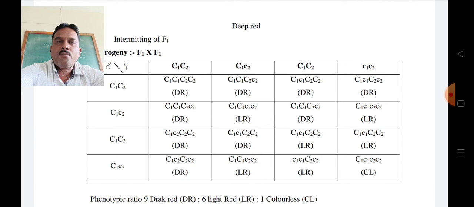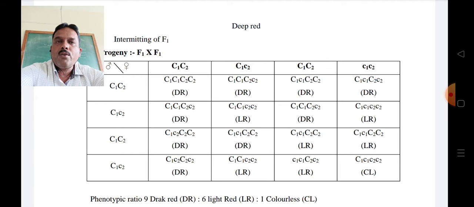16 genotypes are obtained, and within those 16 genotypes, in the first 9 checkerboard boxes we can observe capital C1 and capital C2 present in the genotype. So because of that, the 9 combinations are deep red color, because the capital C1 and capital C2 dominant genes are present. The next 6 combinations we can observe in the checkerboard.